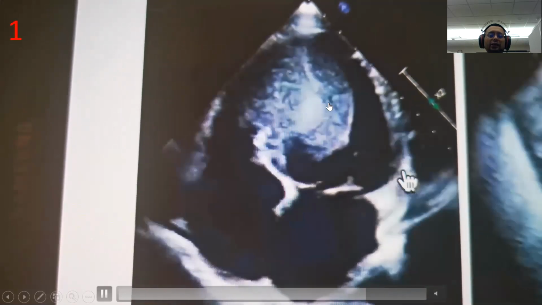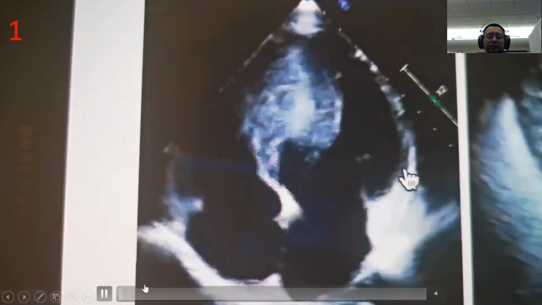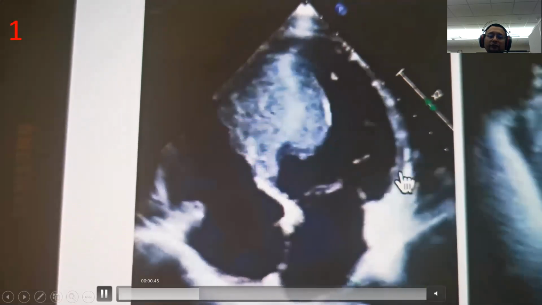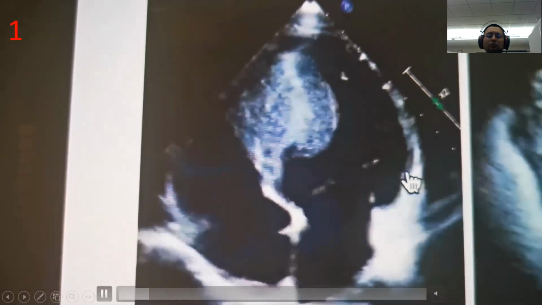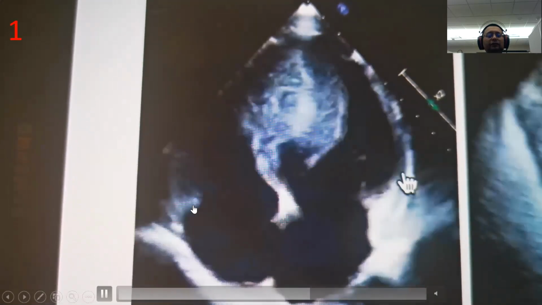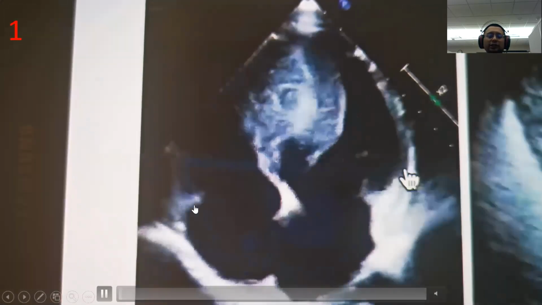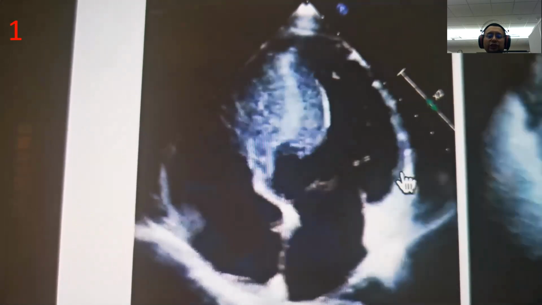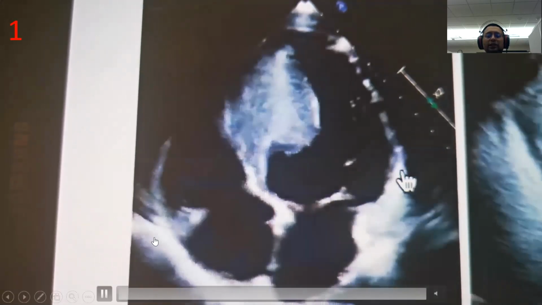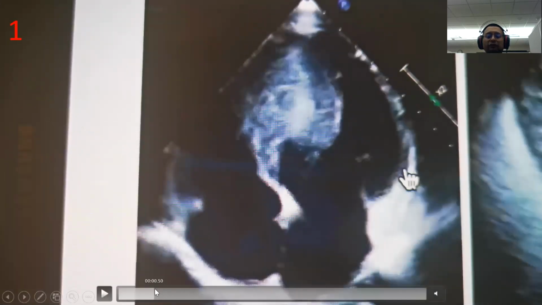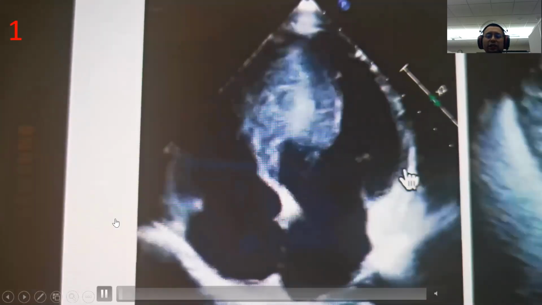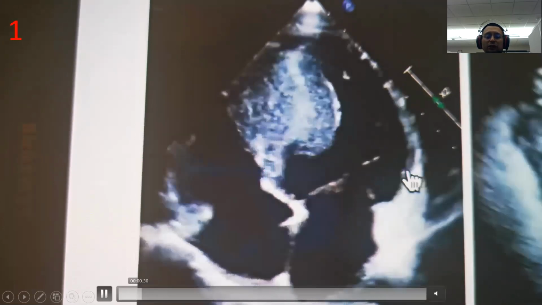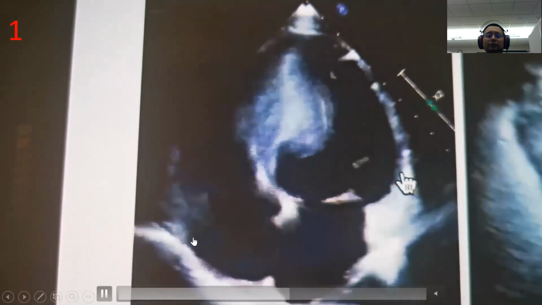So let's say I tell you that this is a mass. What is your differential diagnosis for this mass? Sarcoma. Okay, let's say this is a sarcoma, right? So what is the type of sarcoma? Sarcoma is a soft tissue tumor, so there are many different types of sarcoma. You have angiosarcoma, osteosarcoma, leiomyosarcoma, rhabdosarcoma, many different sarcomas.